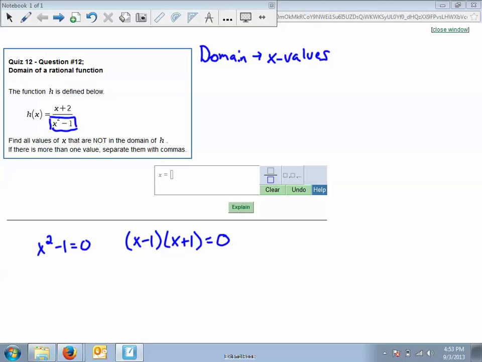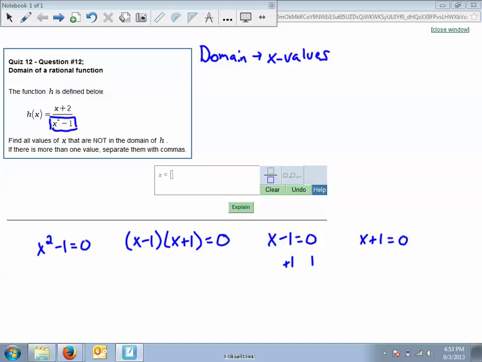So now we're going to use the zero product property, which says that if we take two things and multiply them and we get 0, one of those two things actually has to be equal to 0, one or the other. So either x minus 1 could be equal to 0, or x plus 1 could be equal to 0. Then we're going to solve both of these for x.